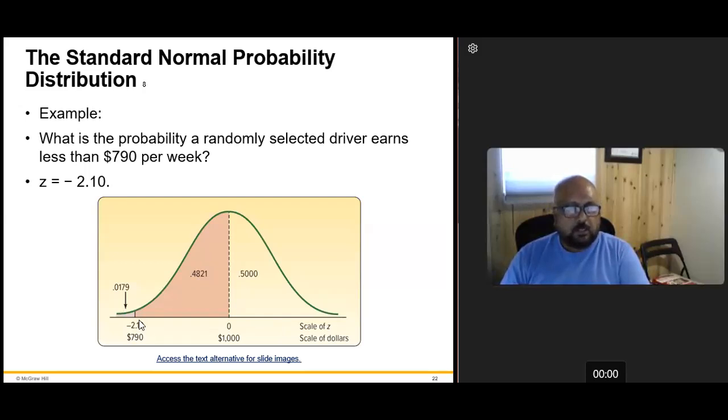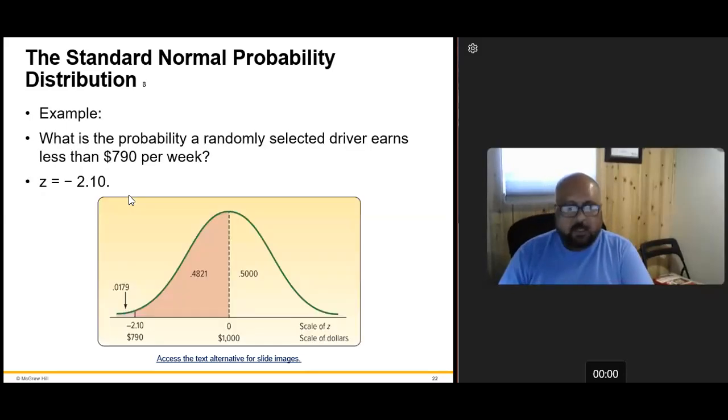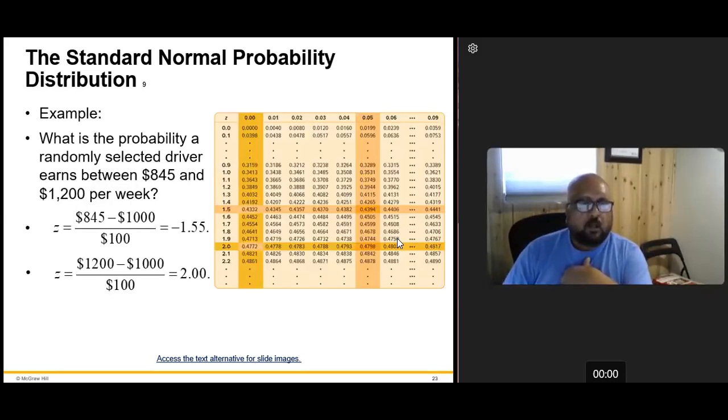So basically, minus 2.10, this is 0, and this is the value of Z, which is negative. So based on what we calculated, the probability that a driver earns between $790 and 1,000 is 0.4821, or if you multiply this by 100, it's 48.21%, right?